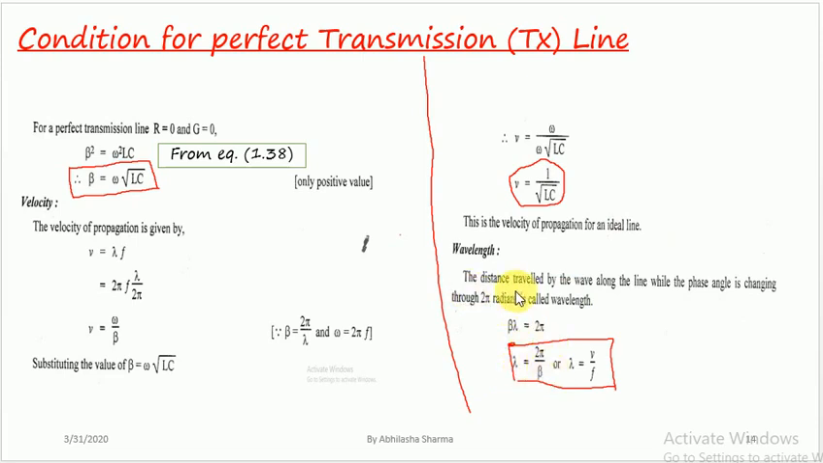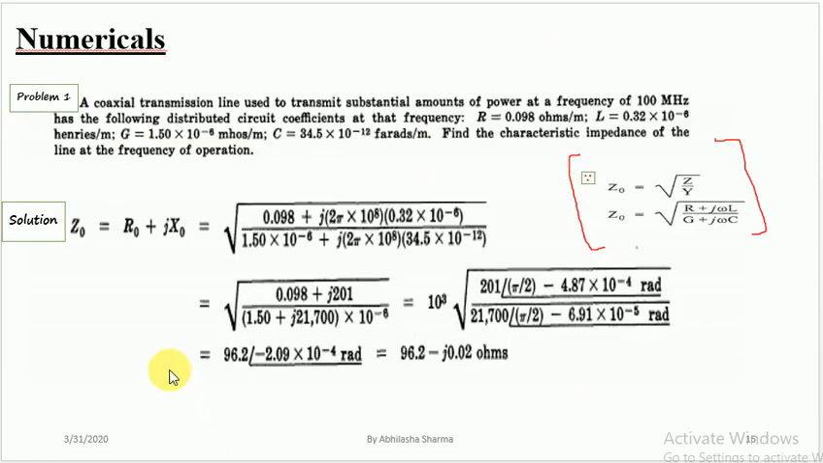So what is the wavelength? The distance traveled by the wave along the line while the phase angle is changing through 2 pi radian is called the wavelength. So after the calculation of primary and secondary parameter, now students, you are able to solve the numerical. So first we have to discuss this problem.